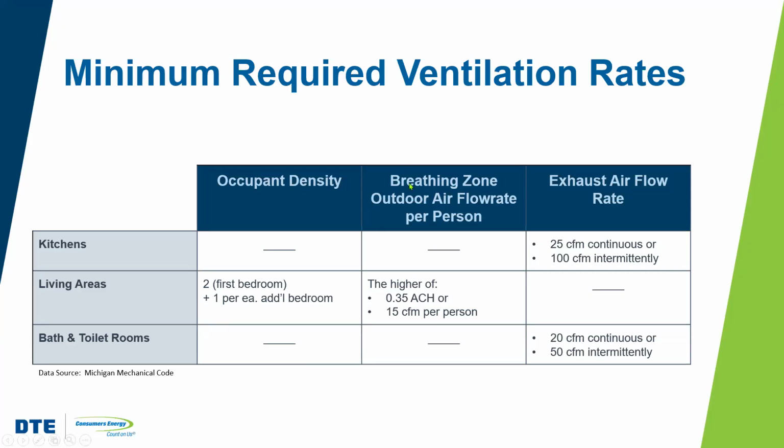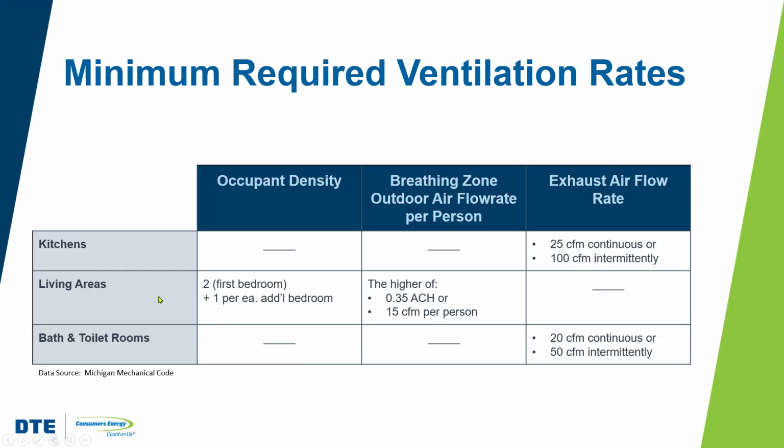And so it's either, depending on the space, outdoor air that's brought in, or indoor air that's exhausted and then replaced with outdoor air. So, for example, let's say we have a living room that is 13 by 20 feet with an 8-foot ceiling. So our room volume is 2,080 cubic feet.